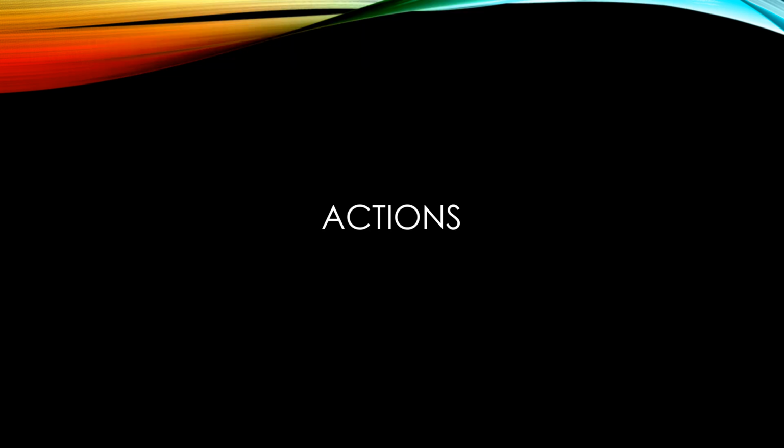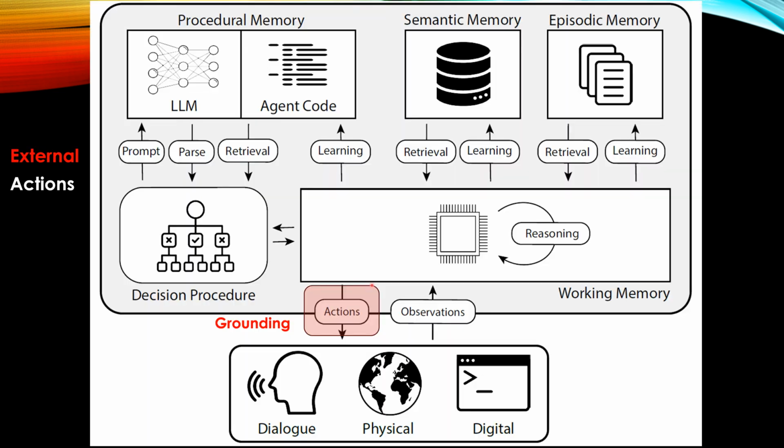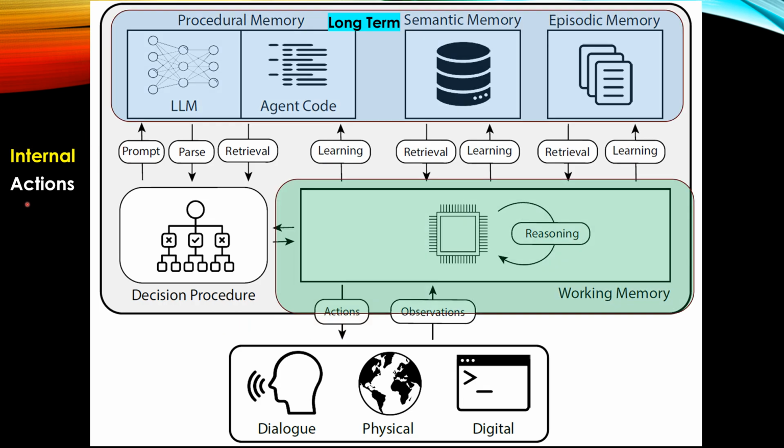In CoALA, actions are classified into external and internal types. This is not necessarily the action in the plain English sense of the word. The only external action, the grounding action, is the closest to the action we know in plain English. It represents the agent's interactions with the environment, be it in dialogue for chatbots, the physical world for robots, or the digital world for web and game agents. Internal actions describe the interactions between the different types of memories and the decision procedures represented by all these arrows within this box, which represents the agent, hence the name internal.